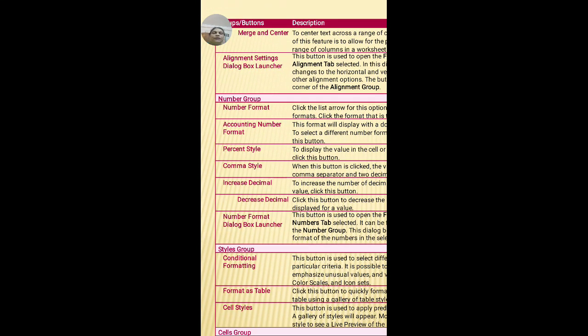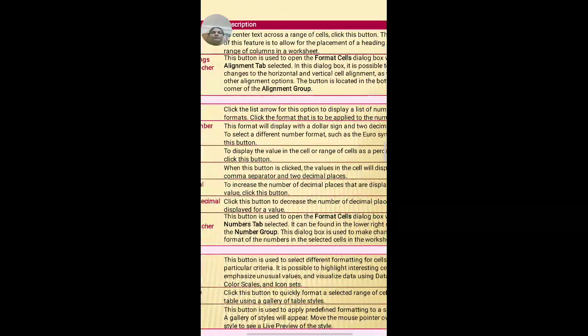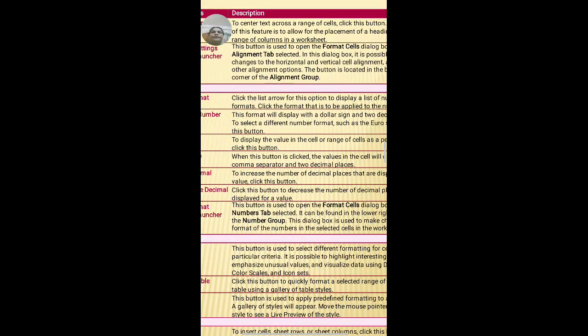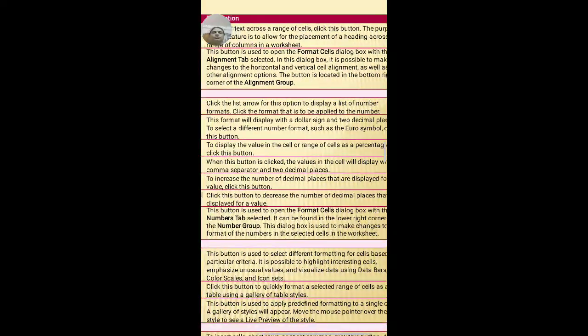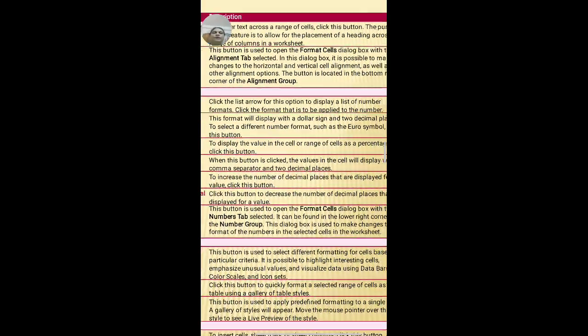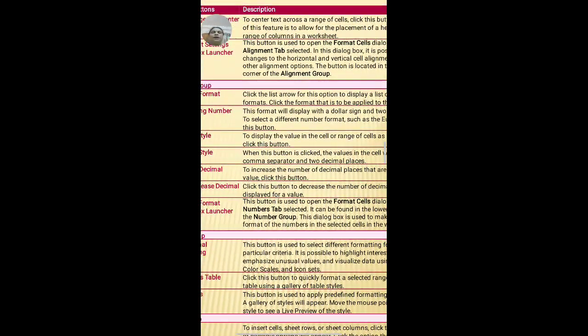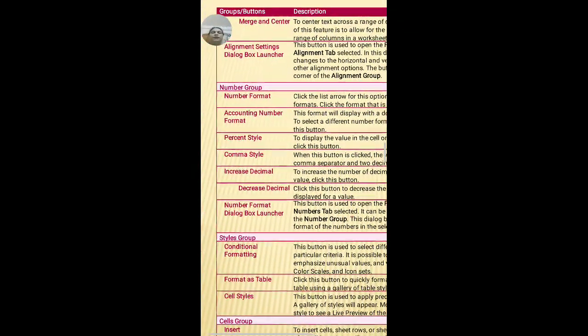Alignment settings, dialog box launcher. This is the same thing as the arrow below. This button is used to open the Format Cells dialog box with the alignment tab selected. In this dialog box it is possible to make changes to the horizontal and vertical cell alignments as well as other alignment options.